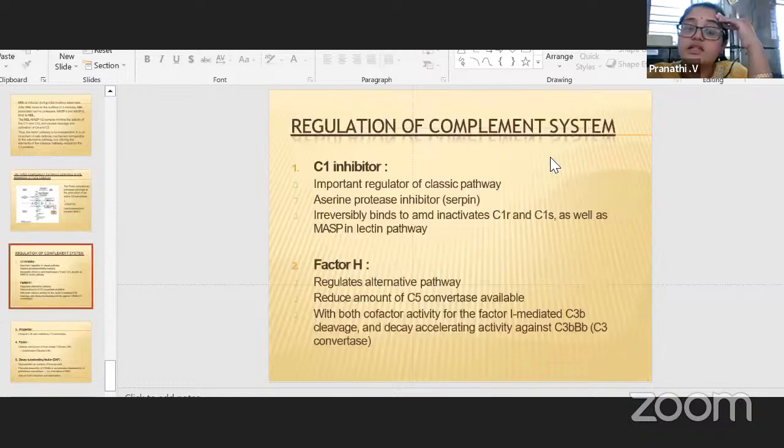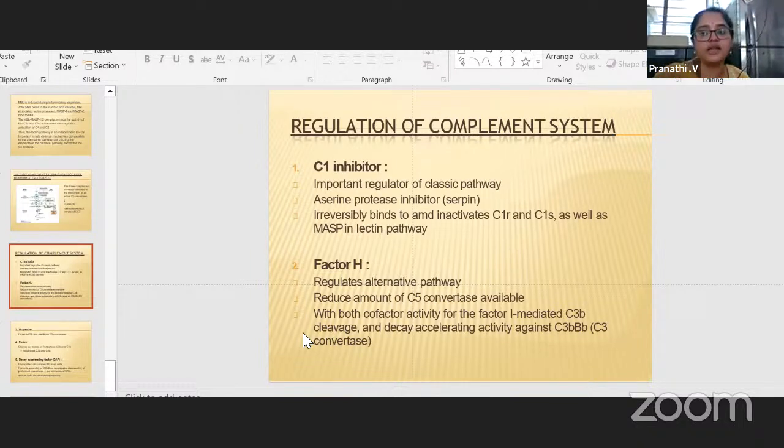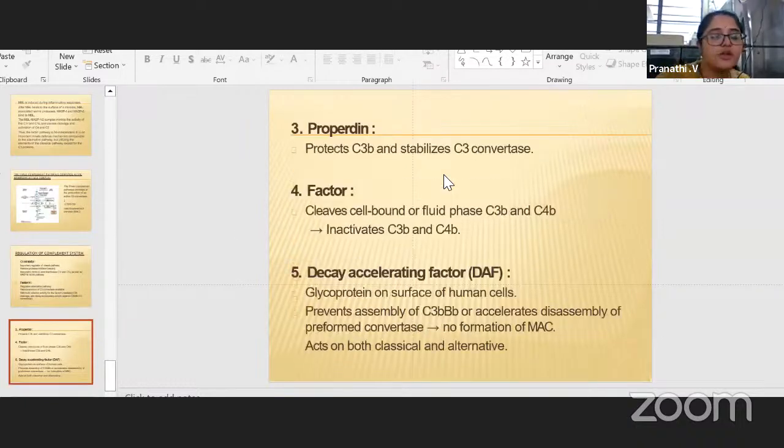So how is it going to be regulated? You have a C1 inhibitor, which is an important regulator of the classical pathway and binds to serpin, which is a protease inhibitor. Then you have something called factor H, which is going to regulate the alternate pathway. The amount of C5 convertase necessary for the formation of the membrane attack complex is going to be stopped or reduced. Then you have properdin, which is also regulatory in nature: it protects the C3b and stabilizes the C3 convertase.